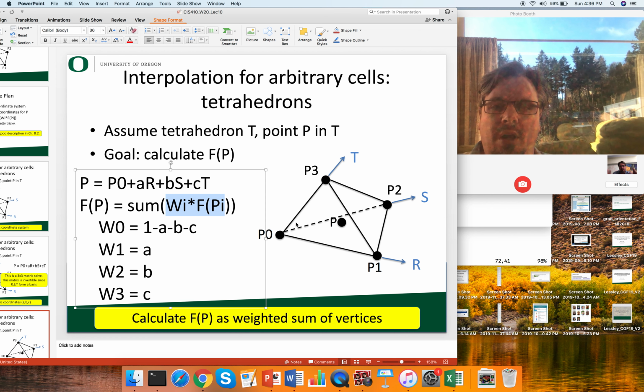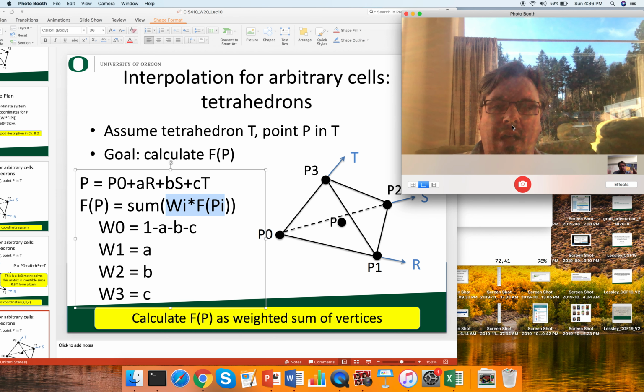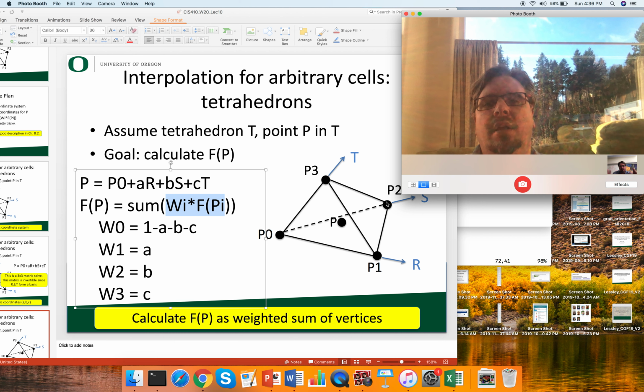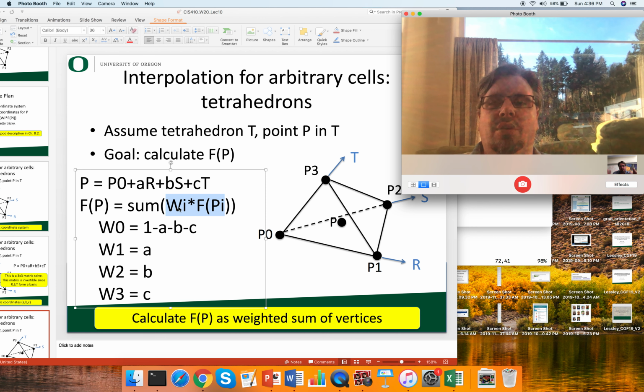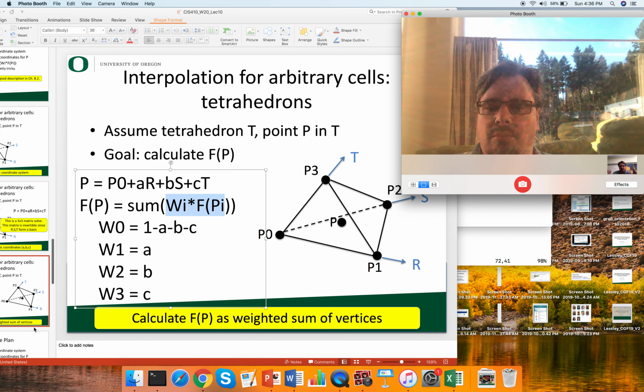And if A was 1 and all the others were 0, then that would mean that P would be at P1 and it would get the value of P1. Similarly with P2 and S, and P3 and T. And so again, the takeaway here is that if you can calculate A, B, C, then you can just take the sum of these weights and the field values, and you can get the field value at P.